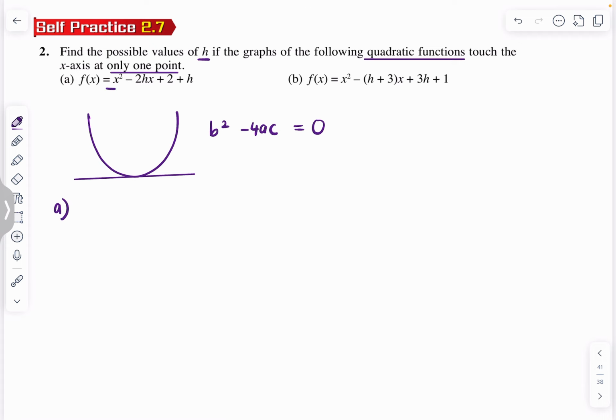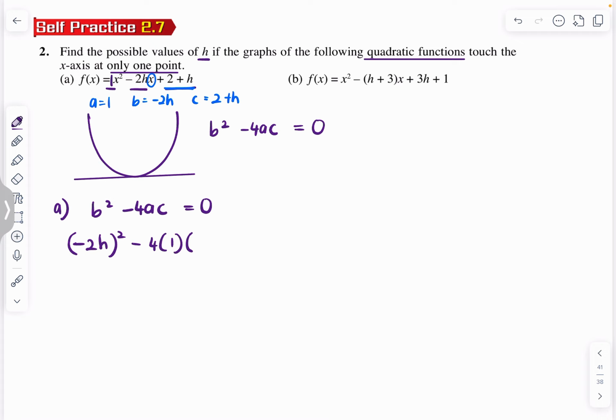So our A is 1, B is negative 2h, and C will be 2 plus h. Okay, so A is always the coefficient of x squared, B will be the coefficient of x, and C will be the constants where there is no x. So we put all this in our equation. Negative 2h square minus 4ac equal to 0. Then from here we can find the value of h lah.